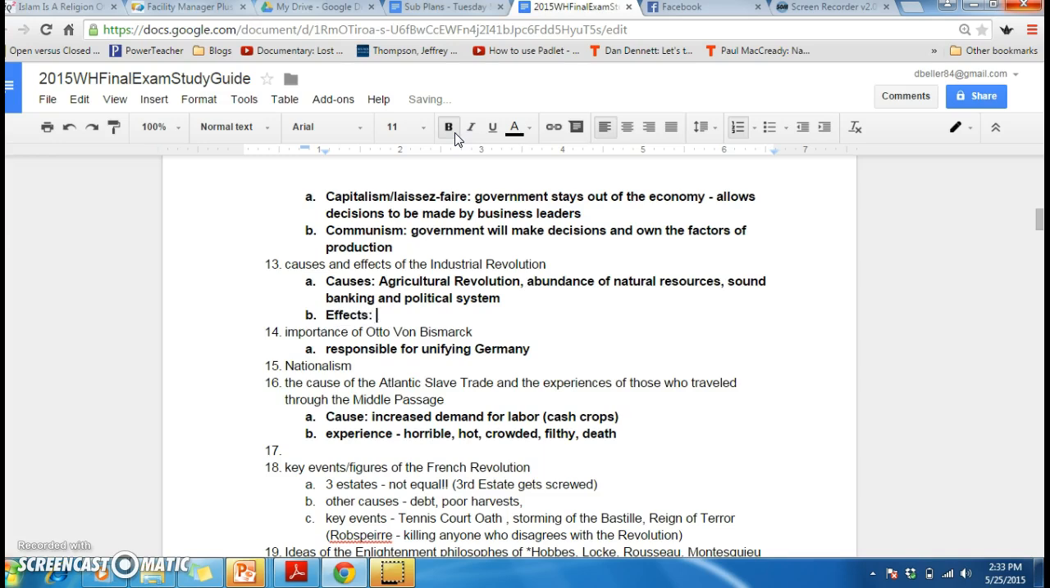Effects, just primarily looking at one key effect here, and that is urbanization. The growth of the cities. Now, why do we see the growth of the cities? We see more people living in the cities because of jobs.